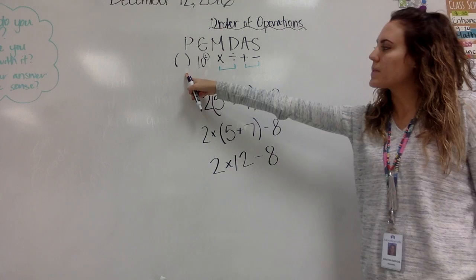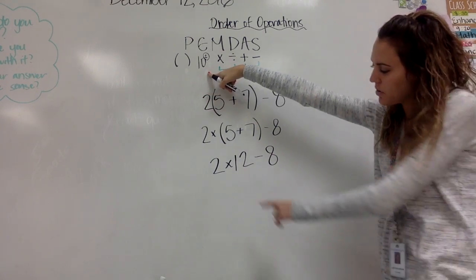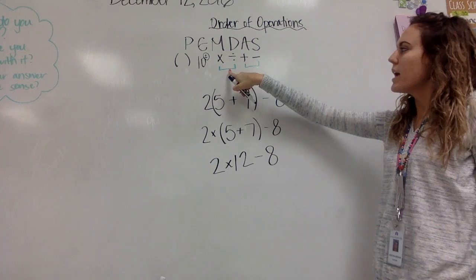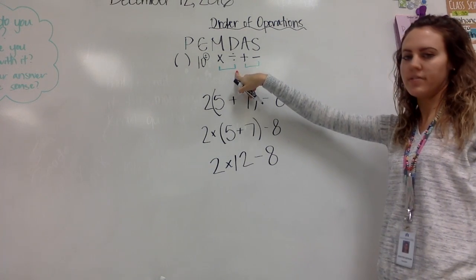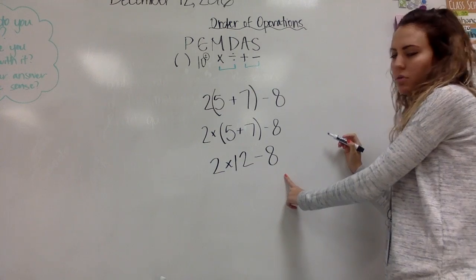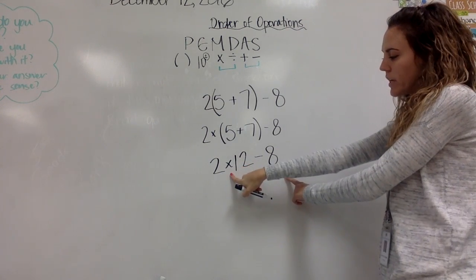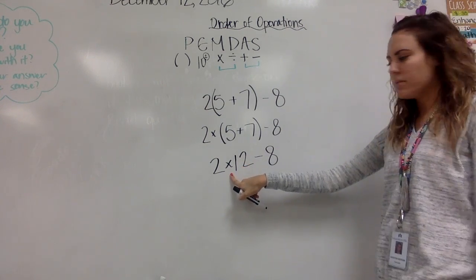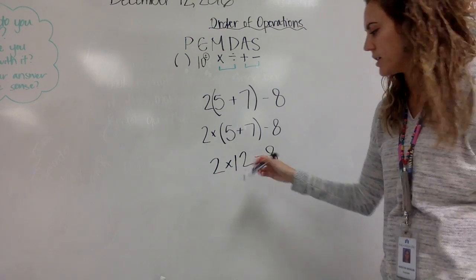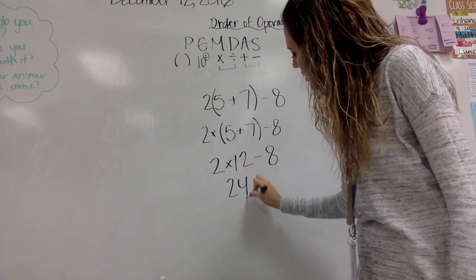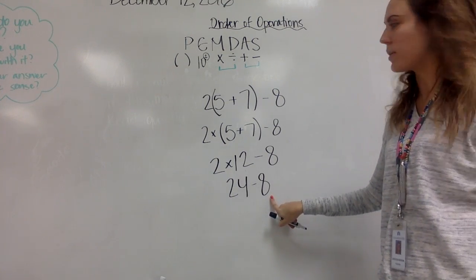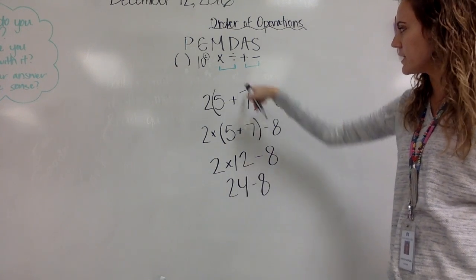So I did my parentheses. Do I have any exponents? There's no exponents in this problem, so I'm going to skip that. Now I have multiplication or division from left to right. So reading the problem from left to right, I have a multiplication. I don't have any division, but I have multiplication. So I'm going to do 2 times 12, which is 24, and then I'm going to pull the rest of my problem down with it. Now I have 24 minus 8.